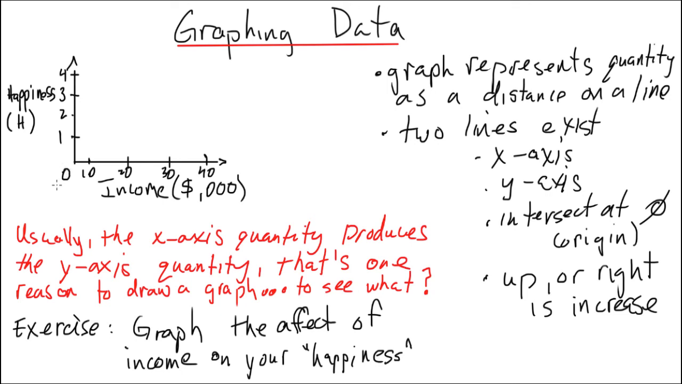We need our origin. And generally, as income goes up, your happiness increases. Slowly at first, the line is flatter, and then at a certain point, happiness increases quickly. So, the more income you have, the more happiness you have. And this is why we graph data, so that we can initially determine if a relationship exists between two sets of data.